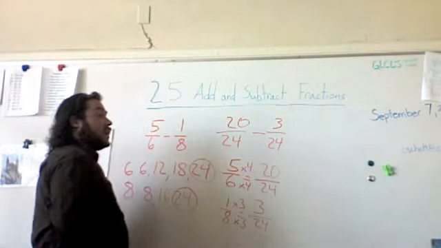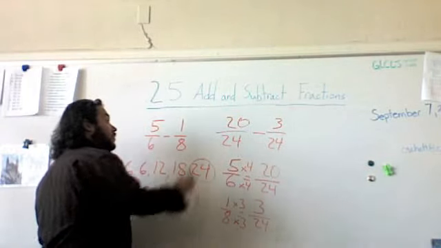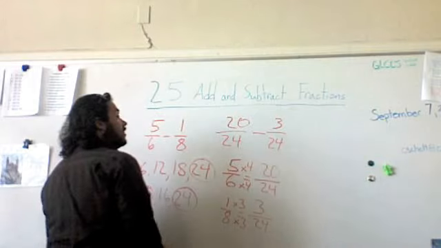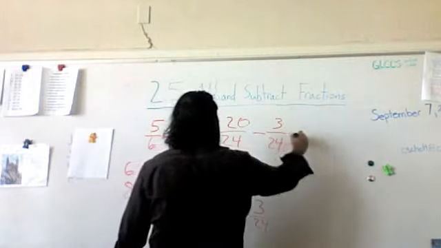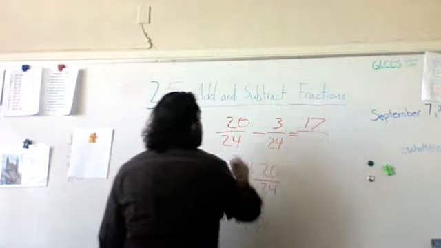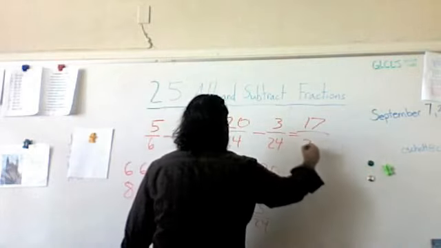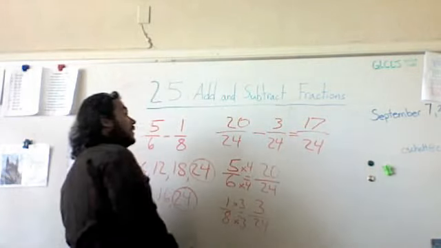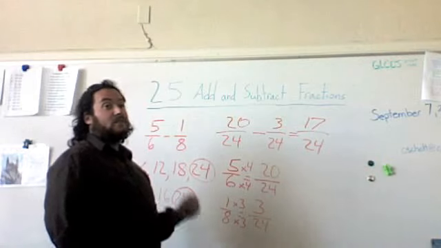Now we have the same denominator. We have easy work. We just subtract across the numerators. 20 minus 3 gives us 17. Our denominator stays the same, 24. There's our answer, 17 24ths.